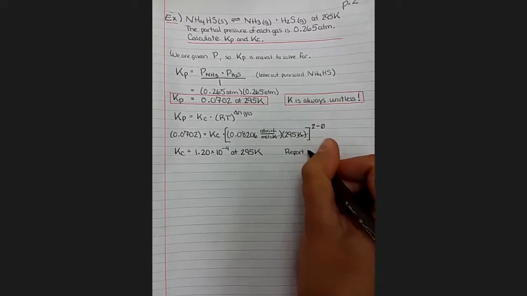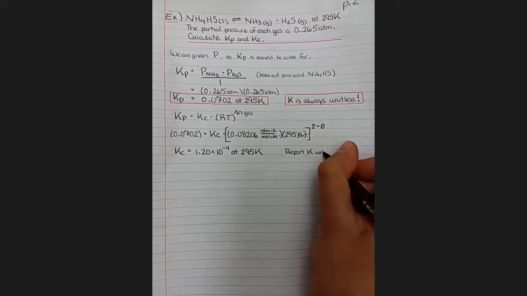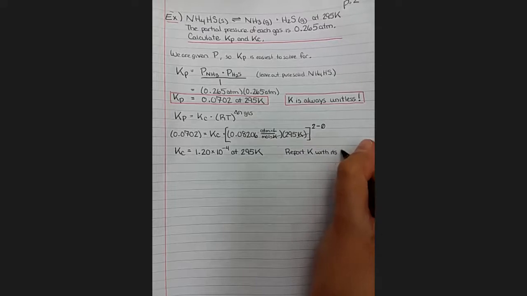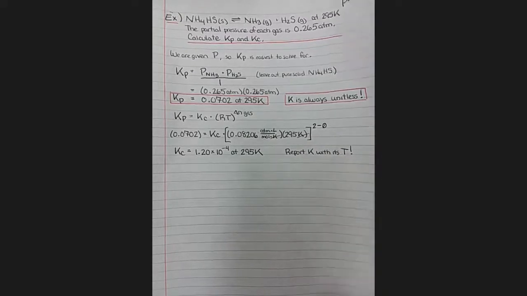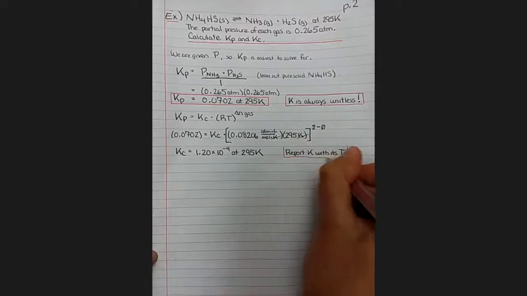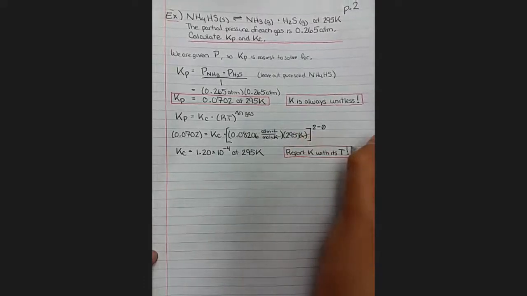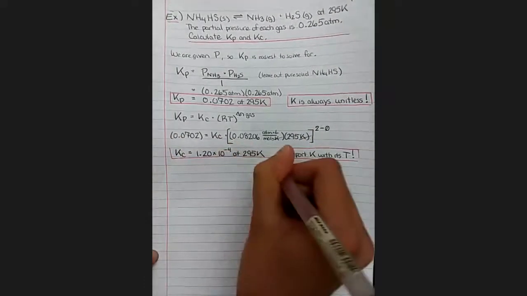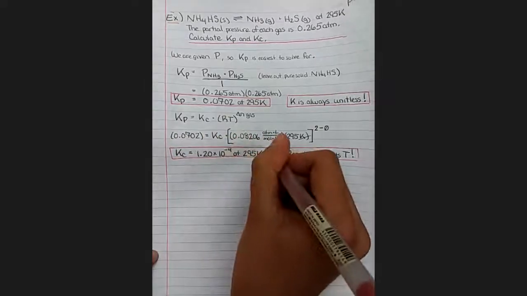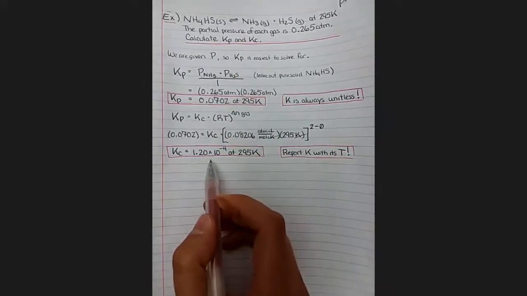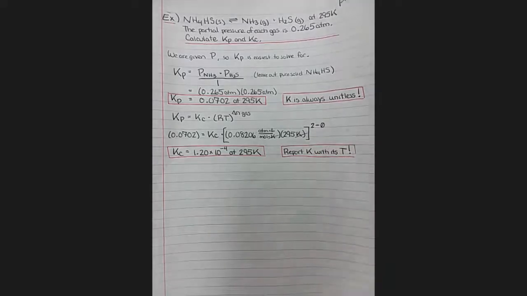Report the K value with its temperature. That's important. That gets a box. And this is an answer. So this gets a box. And again, our Kc doesn't have a unit because our K is always going to be unitless.